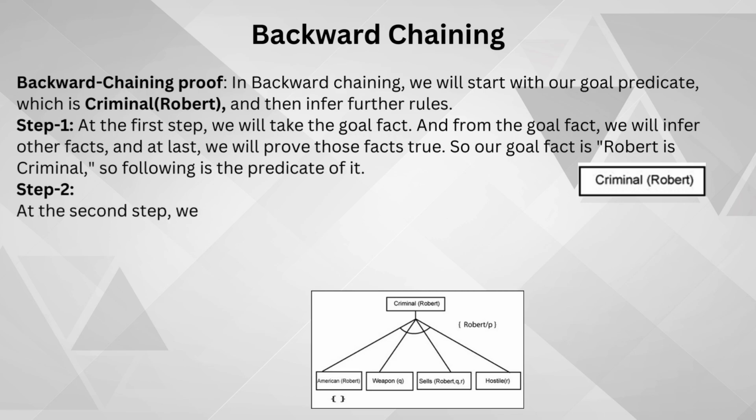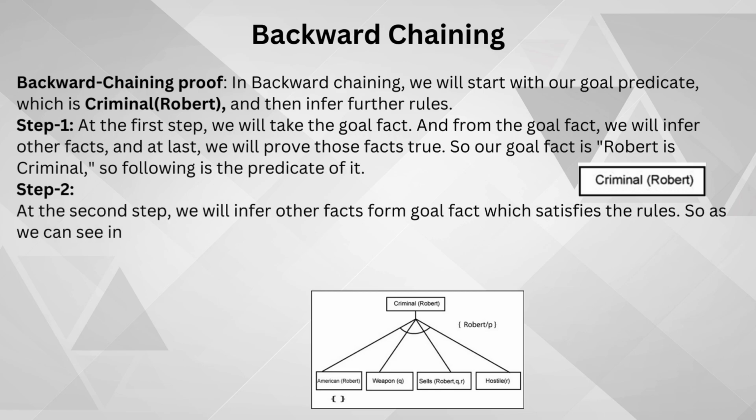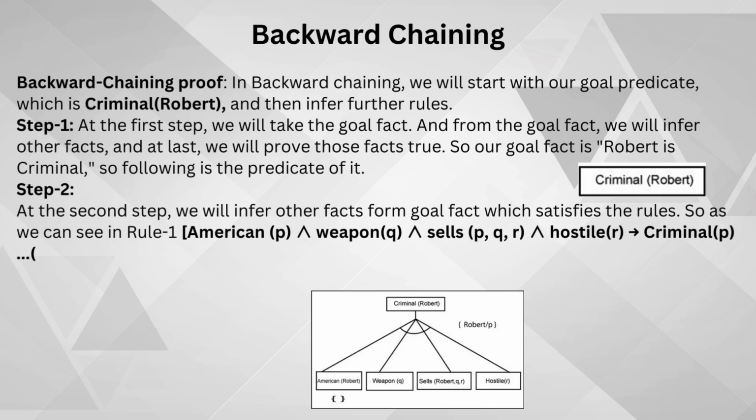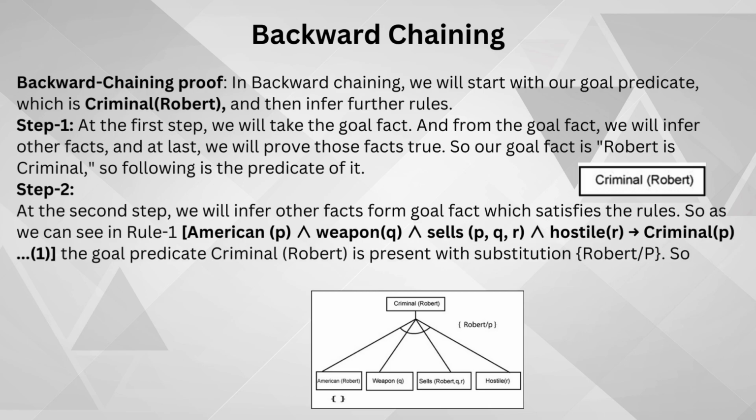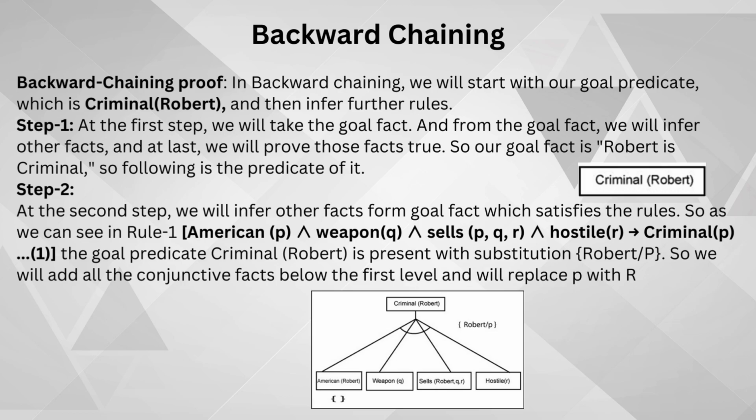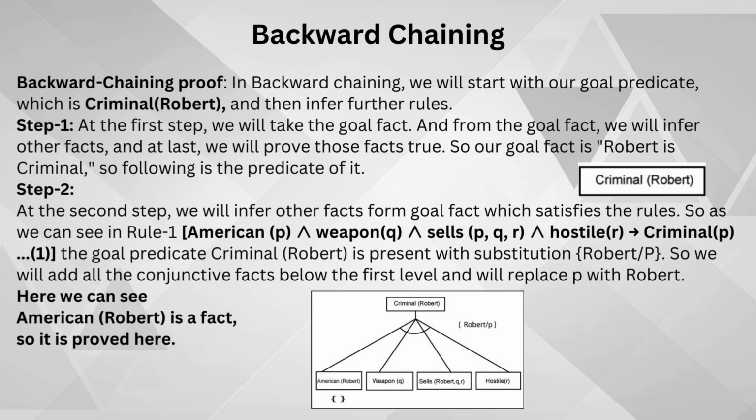So, in step number 1, start from the goal. Our goal is to prove Robert is a criminal. We need to find evidence that supports this conclusion, using the rules to connect the dots. Let us look at rule number 1. If someone is an American, has a weapon, and sells it to a hostile nation, then they are a criminal.